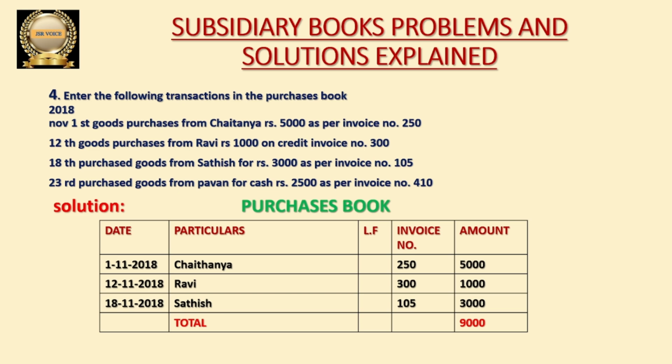Only three transactions are available. Let us do totals. If you add all the amounts, we are getting 9000. So in particulars column you should mention the word total, straight to 9000. So that 9000 is the total of the purchases book. That is the answer for this question. Let us move to the next one.